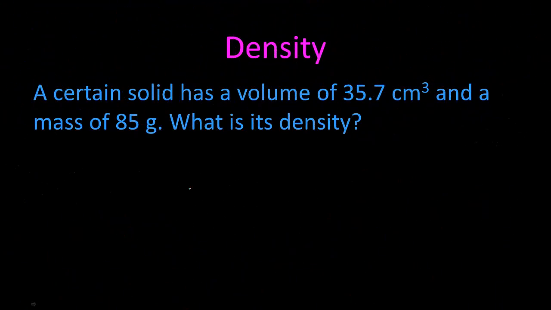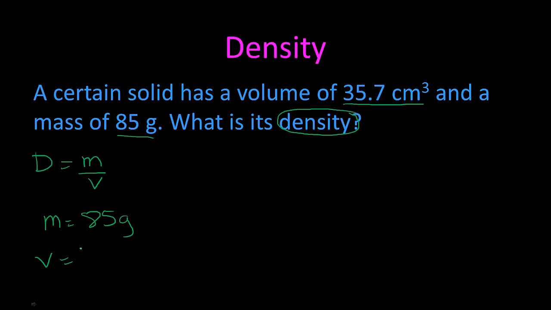Now let's do a couple of density problems. The first thing I do is I read it, and then I underline the givens and circle what I'm looking for. A certain solid has a volume of 35.7 cubic centimeters and a mass of 85 grams. What is its density? I'm looking for density, so I'm going to write my formula over here. Density is equal to mass divided by volume. I know the mass is 85 grams and the volume is 35.7 cubic centimeters. I'm just going to plug that in.